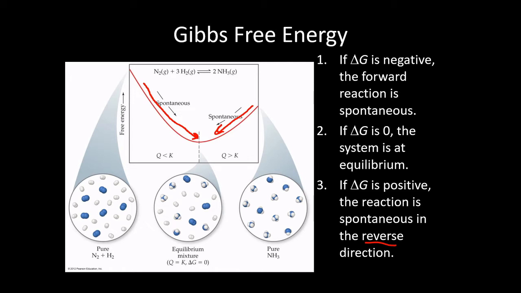So a negative Gibbs free energy value is saying that the reaction as we have written it, at the temperature at which it's happening, will occur spontaneously. If it's 0, that means we're at equilibrium, and so there's no overall movement in the reaction. And if we have a delta G that is positive, that means the reaction that we have written is not spontaneous. The opposite reaction is spontaneous. The reverse process is spontaneous.